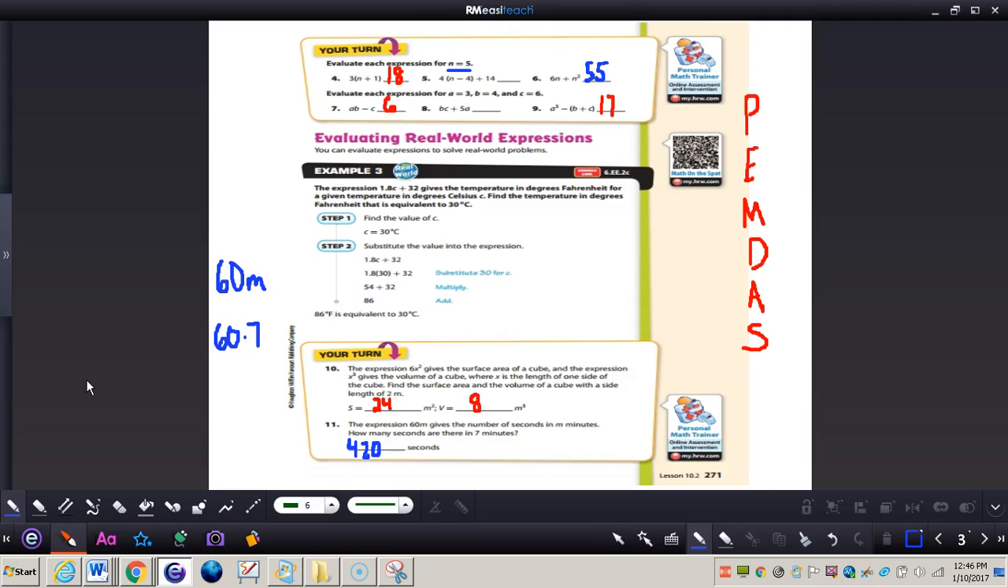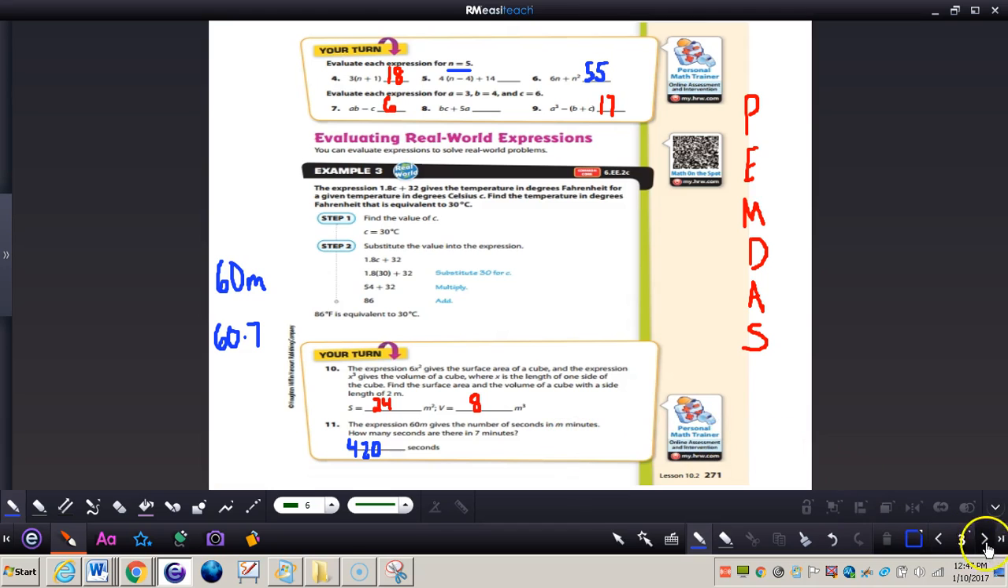So when taking a look at evaluating real-world expressions, it's important to think about what the constant is. The constant for number 11 would be the 60 seconds, and the variable would represent the letter m. We don't know how many minutes they're talking about, but within this problem, the 7 represents how many minutes the problem was focusing on.